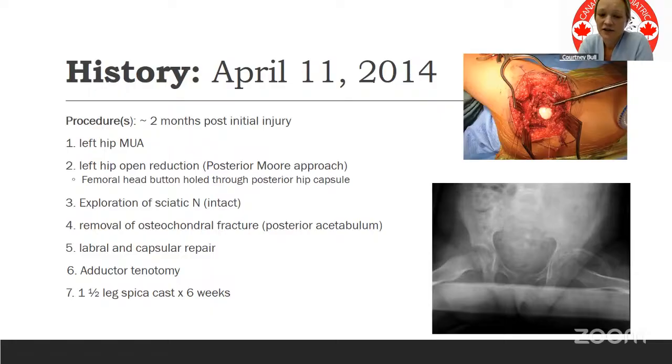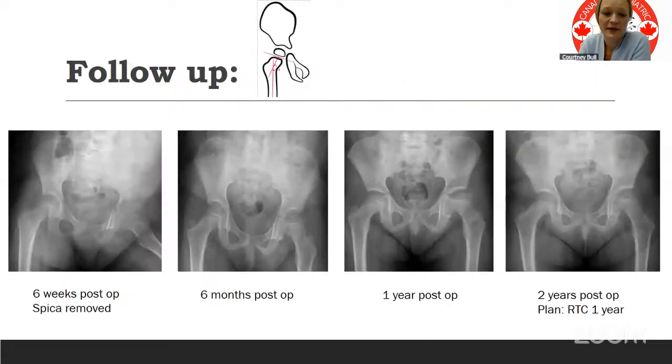They did find an osteochondral fracture with a donor site at the posterior aspect of the acetabulum, but this was not amenable to any fixation, so they excised the fragment. They did a labral repair, a capsular repair, and an adductor tenotomy to improve range of motion, and they placed the patient in a 1.5 leg spica for a total of 6 weeks.